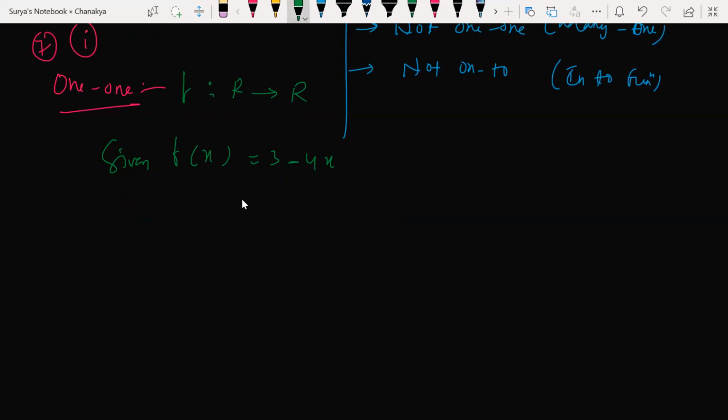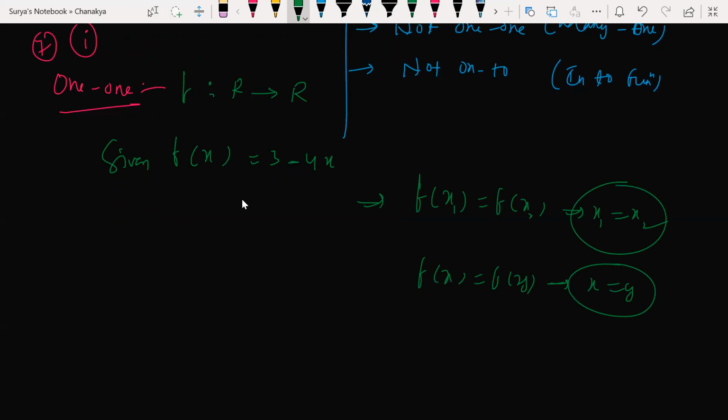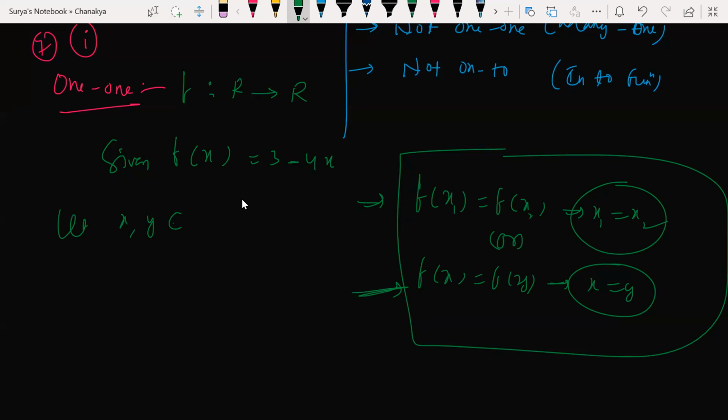Correct. So now, as I told you, for checking one-one, what is the mathematical definition of one-one? If f of x1 is equal to f of x2, then x1 must be equal to x2. If at all we are proving this, that is one-one. Or if f of x is equal to f of y, then x must be equal to y. Then only it is going to be a one-one function. This is the definition of one-one. Let me go with this definition. That is easy.